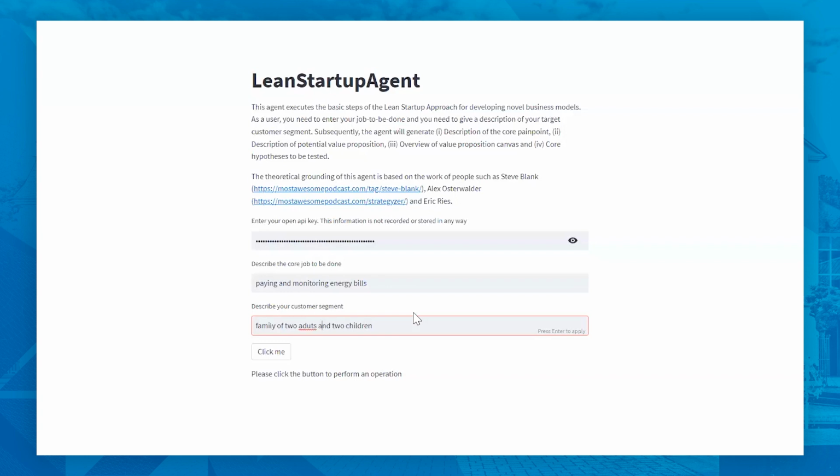Let me maybe avoid typos, although ChatGPT is very good in dealing with typos. And then we can just say click. And now you can see that the app starts running.